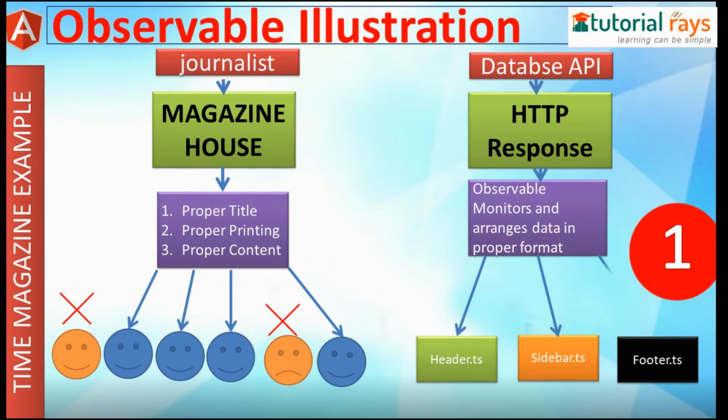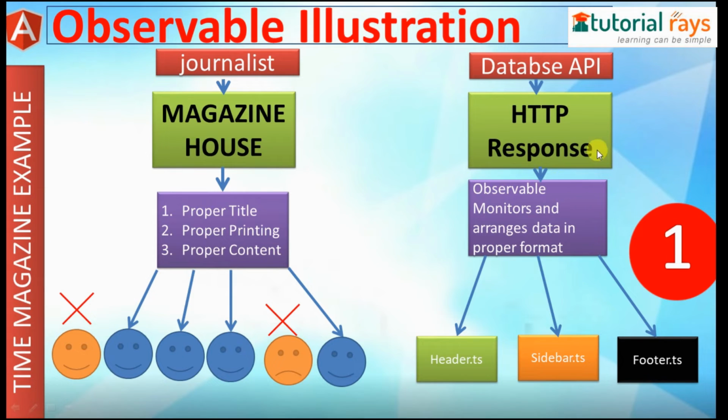Here this one is the data source, the journalist, right? And in the case of Angular, our data source is the API, the database API. Then here the magazine house receives the data, and in this case the HTTP client receives the HTTP response, and then the main task of the observable starts.